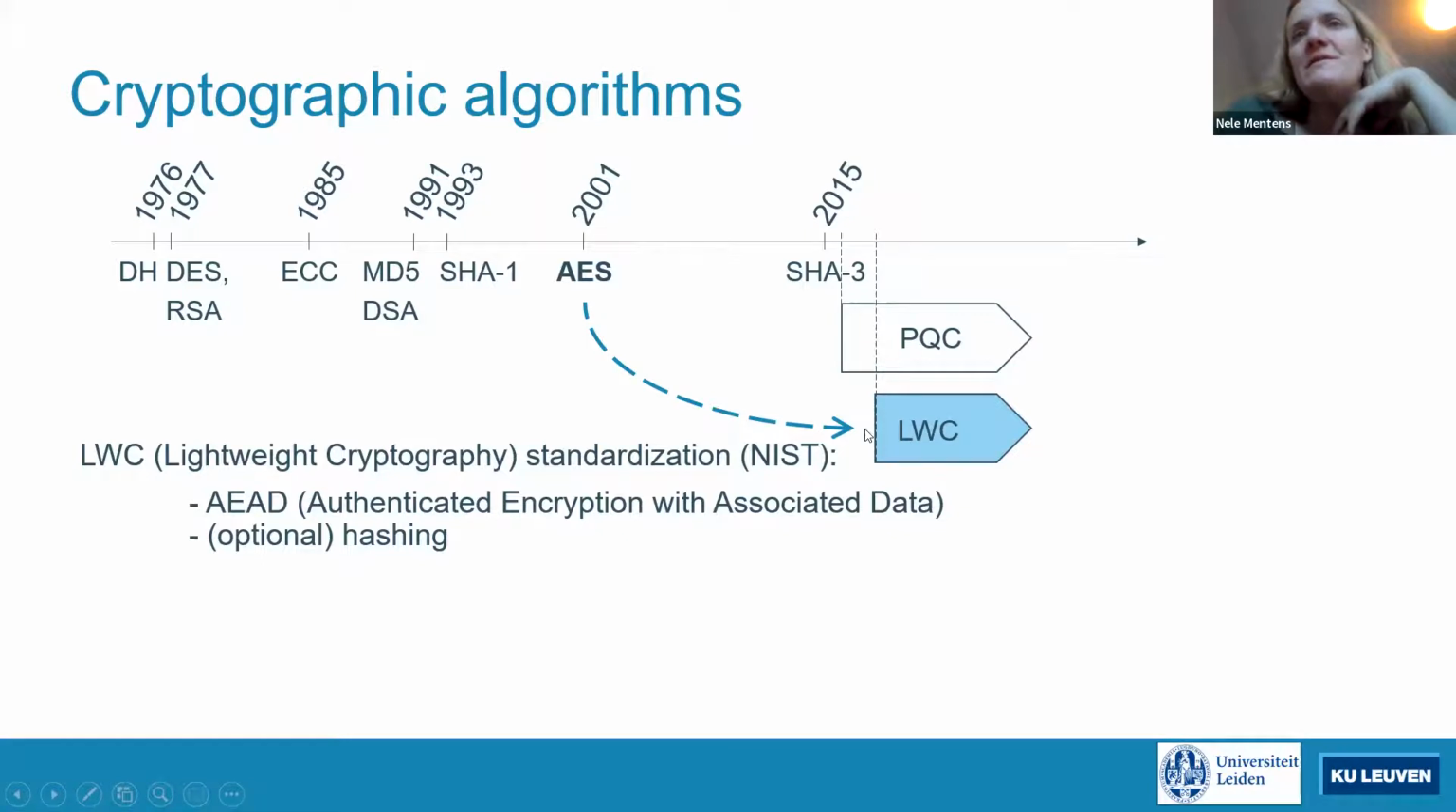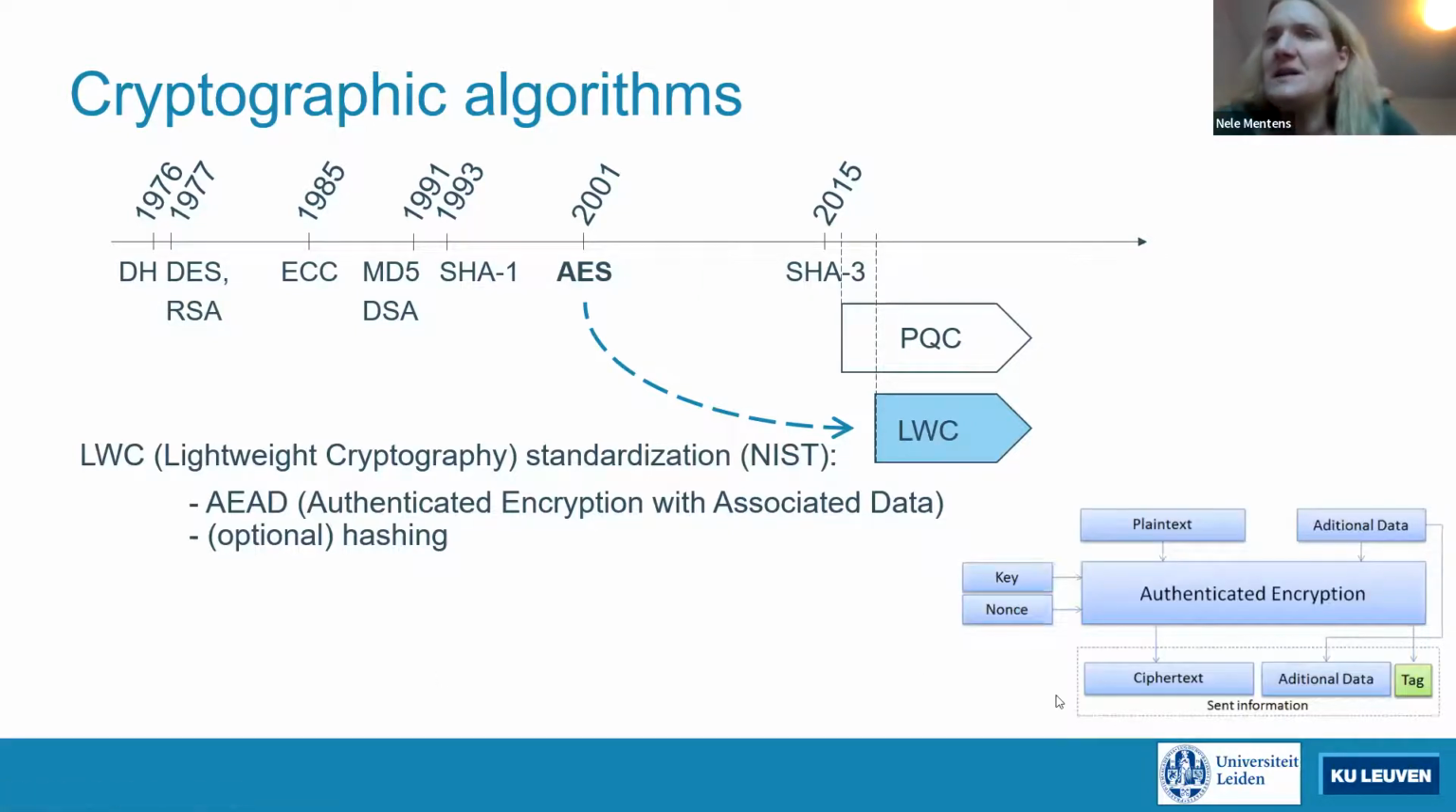And where AES was just a block cipher, in this lightweight crypto competition it's not block ciphers that we look for, but authenticated encryption with associated data algorithms, or AEAD algorithms. This means that it's not only encryption, but also authentication of the data that is being done. And optionally, hashing should be supported as well. So this is the way it actually looks.